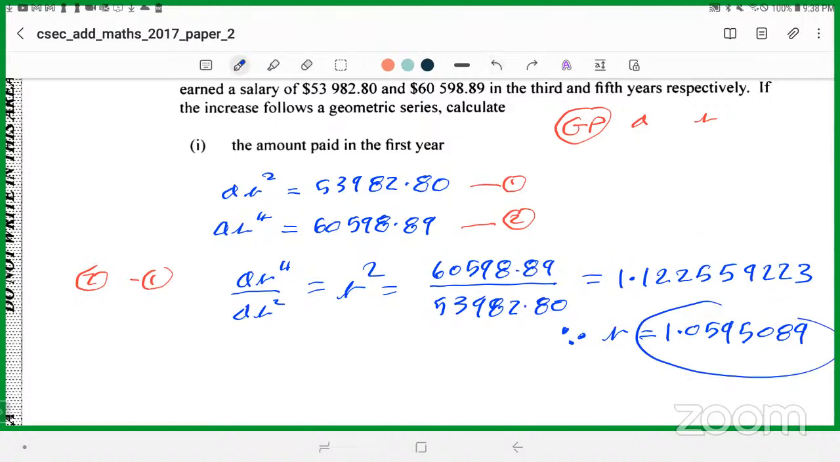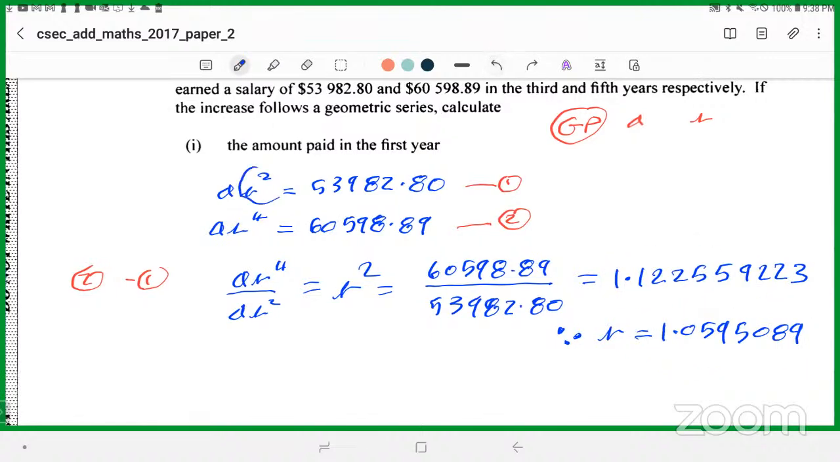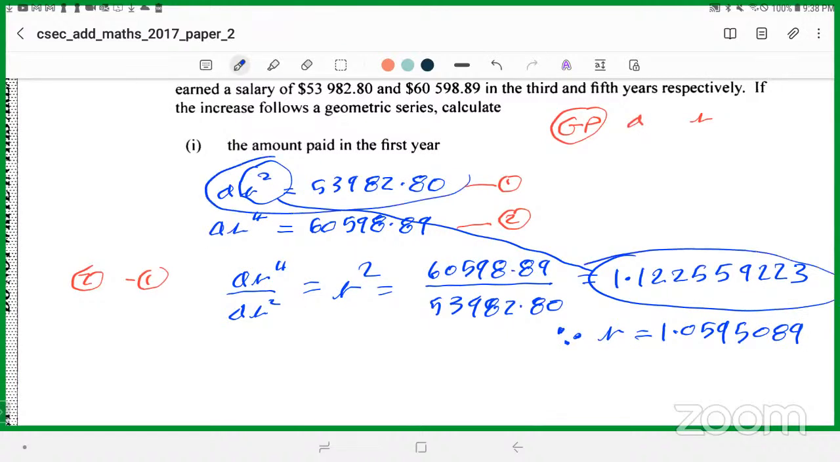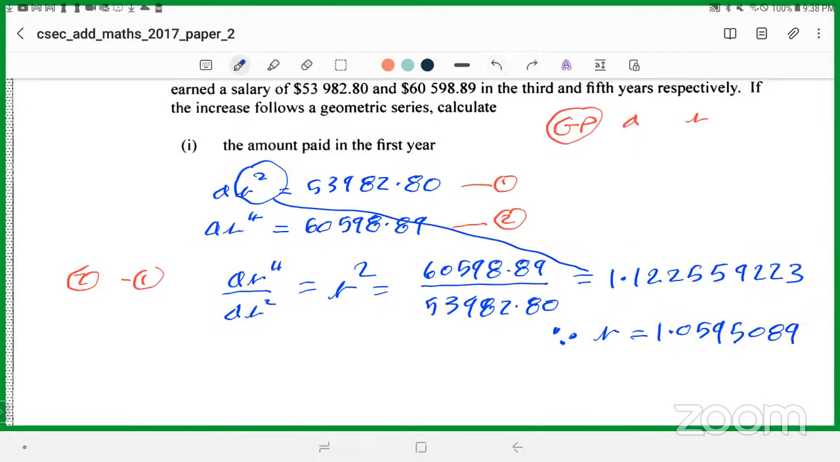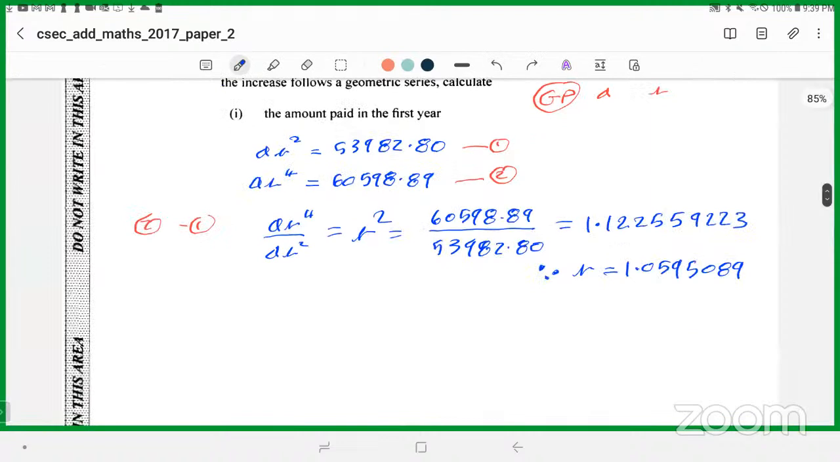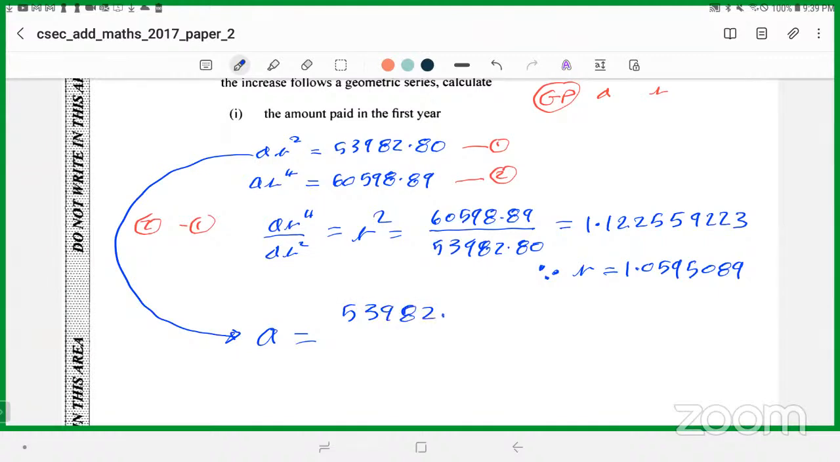So to find the A right now is kind of easy, right? Because this is R squared. So we can use this same value for the R squared in this equation to get the A. And that's what they asked us for first, right? So if we drop the R squared on this, we can simply write that our A becomes equal to 53982.80 divided by R squared. So we can place this as our R squared under here. And you work it out for me.